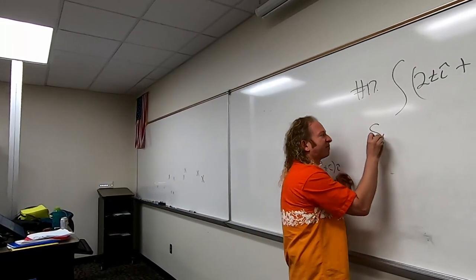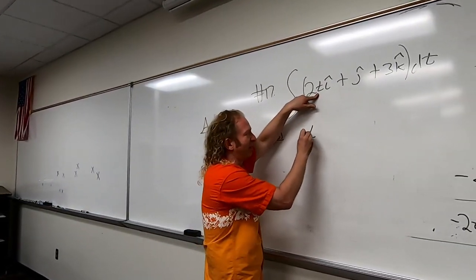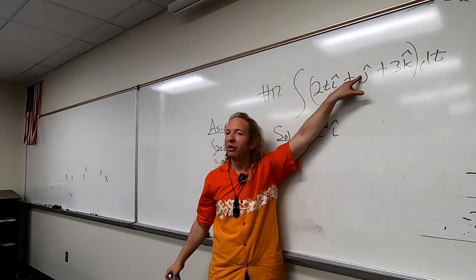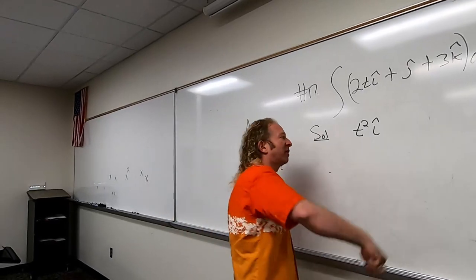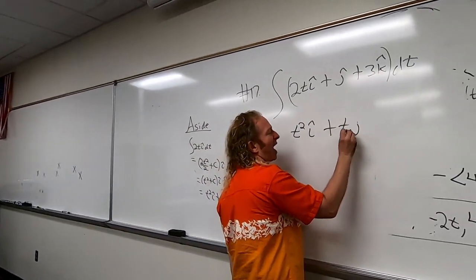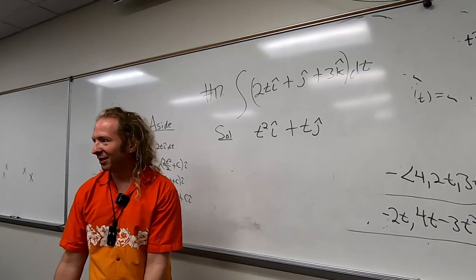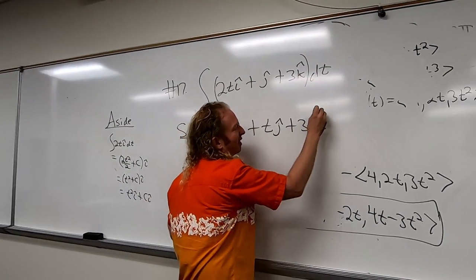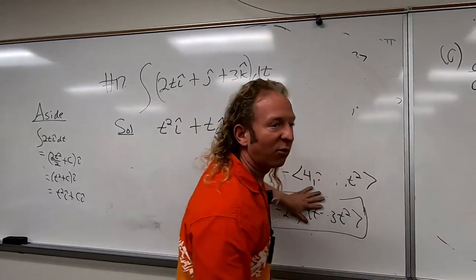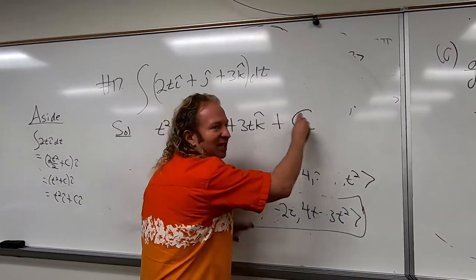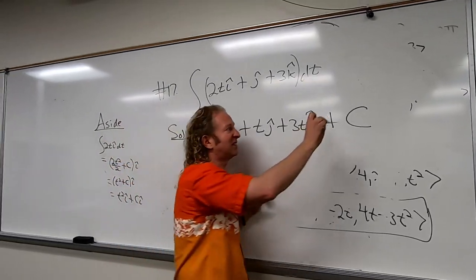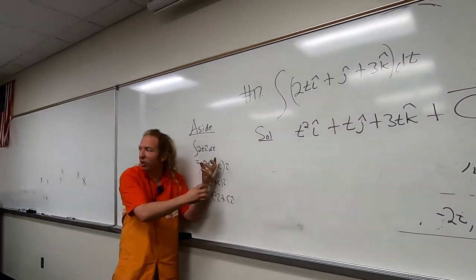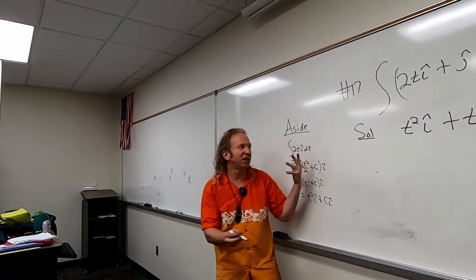So, the solution. Integrating this one, we know it's t squared i-hat. When you integrate one, what do you get? T. Very good, Dane. T j-hat. Integrate three, we get 3t k-hat. At the very end, we add our c. But what is our c? It's actually a c vector. Now you see why, right? Because each separate integration will give you one of the components of that vector. It's just worth seeing.